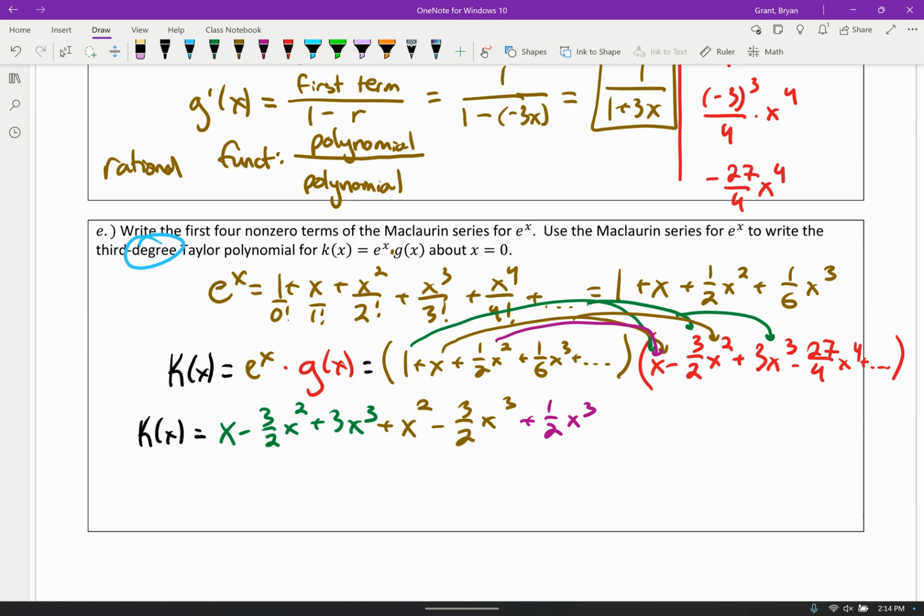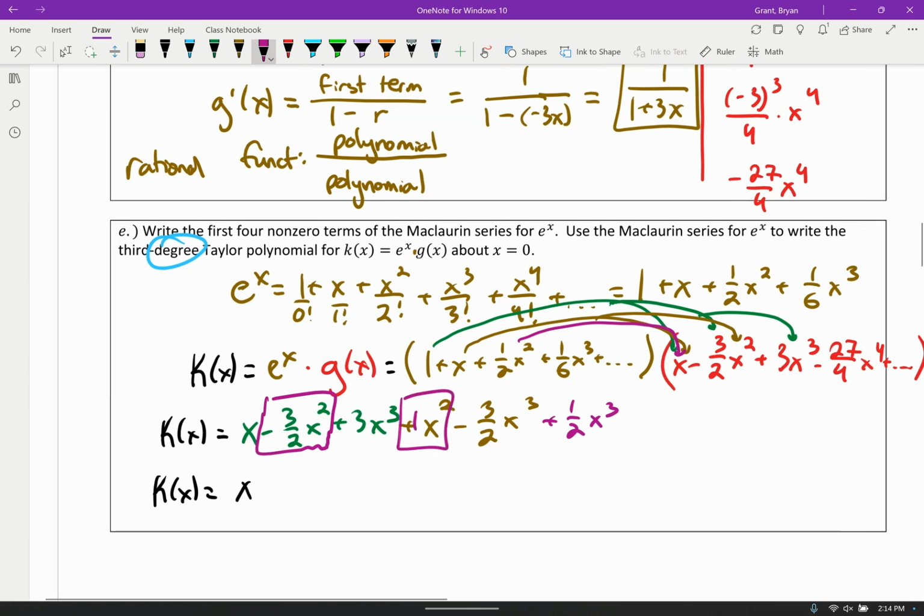Now, what do we do at this point? Well, we group the like terms. Here's the easiest way to do it. The easiest way is to say k of x equals, and then we just go through our terms. We have x, okay, that's nice, done there. And then we have a couple x squared terms. We have one here, another one here, I'll put the invisible one, and that's it.